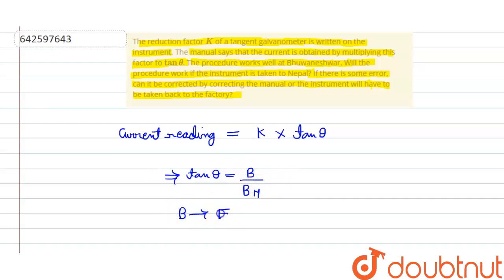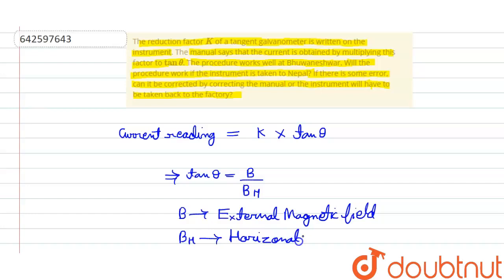where capital B is the external magnetic field, and BH is the horizontal component of Earth's magnetic field.